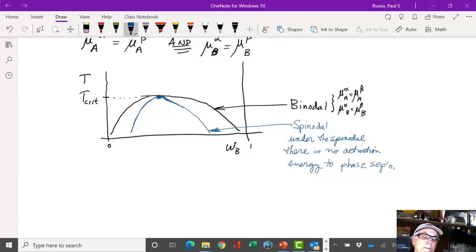All right. And there's a region in between here. This region is called the metastability gap. And it's the same whether it's left or right, doesn't matter.